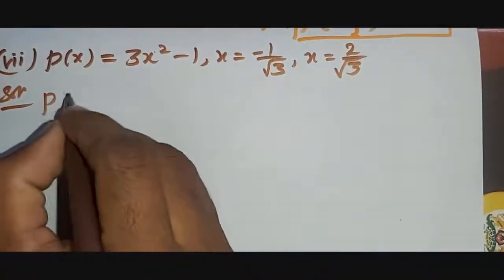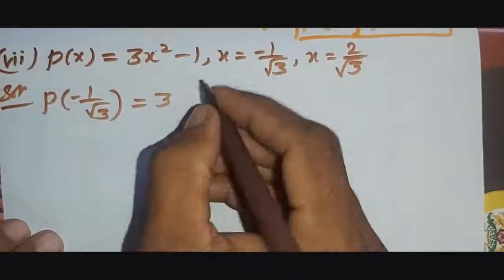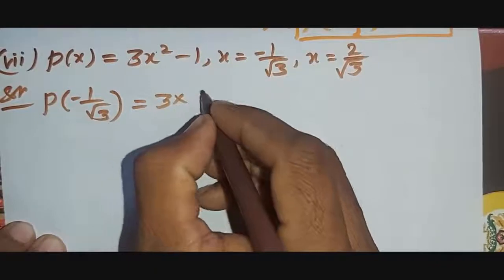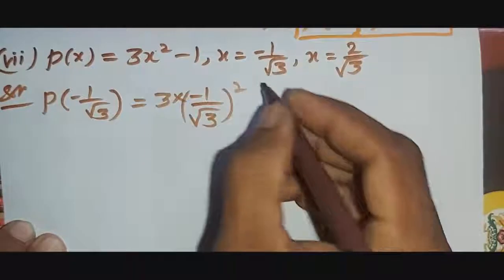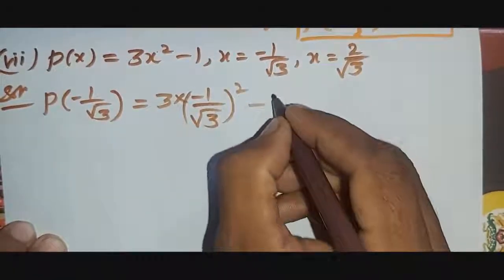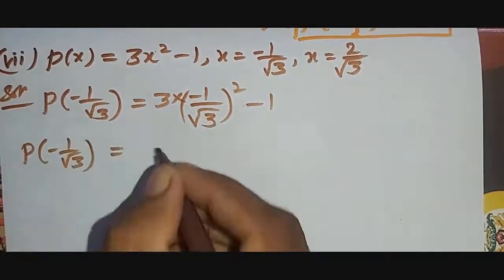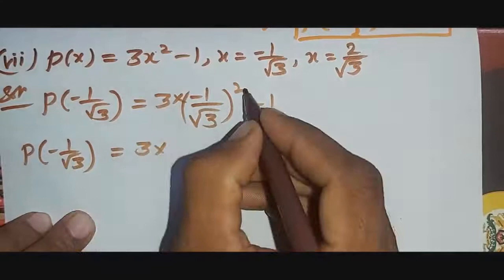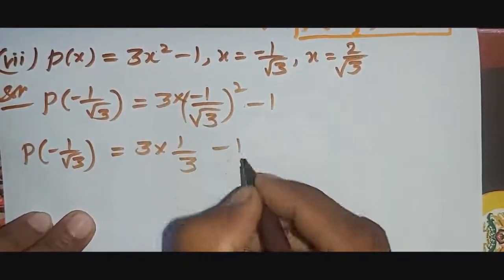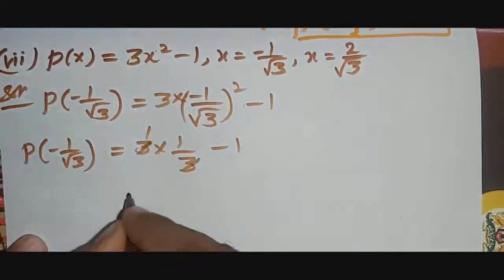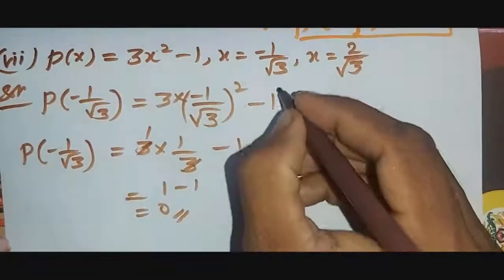First, P of minus 1 by root 3 is equal to 3 into minus 1 by root 3 whole square, minus 1. P of minus 1 by root 3 is equal to 3 into the square of minus 1, which is 1, divided by root 3 square. Root will get cancelled: 3 and 3 cancel, so 1 by 3 into 3, minus 1, is equal to 1 minus 1 which is equal to 0. It is a 0 of the polynomial.